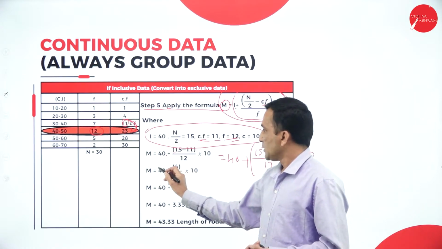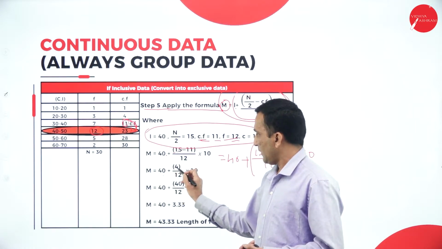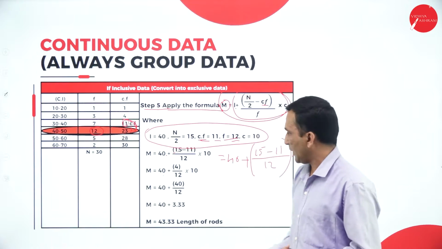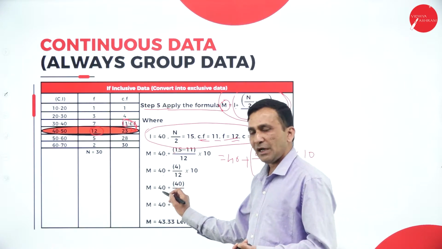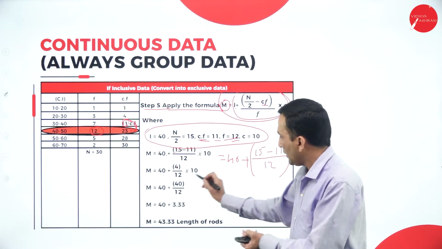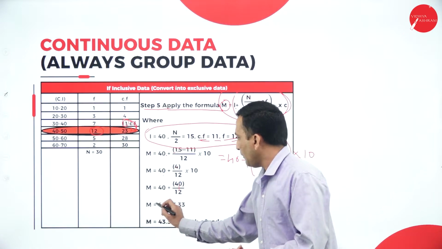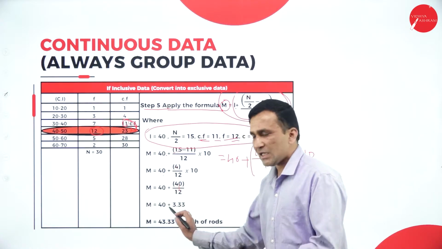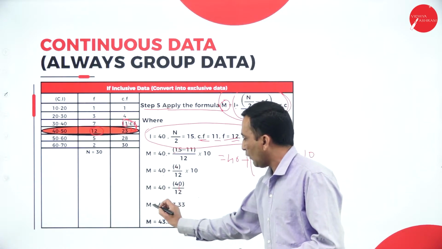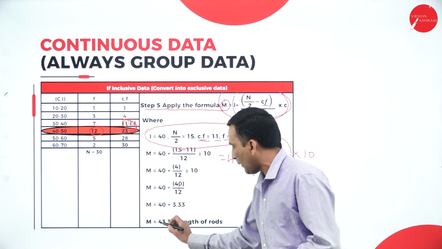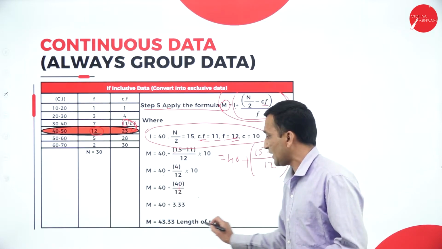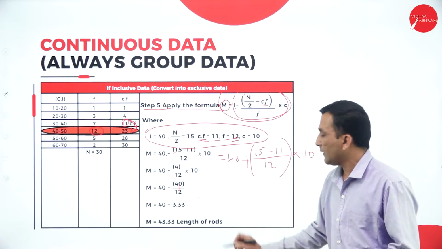Now we can simplify. So 40 as it is. 15 minus 11 is 4, divided by 12, into 10. Now again, one more time we can go for simplification. 40 as it is I am writing. So 4 into 10 is 40, divided by the frequency as it is. Now I will simplify this first. Now the median is equal to 40, L place the same 40. Now 40 divided by 12, if I simplify, I am getting 3.33. Now if you take together, my median is 43.33. Which is, in the question, the length of the rod. So that's what I am writing: 43.33 is the length of the rod.